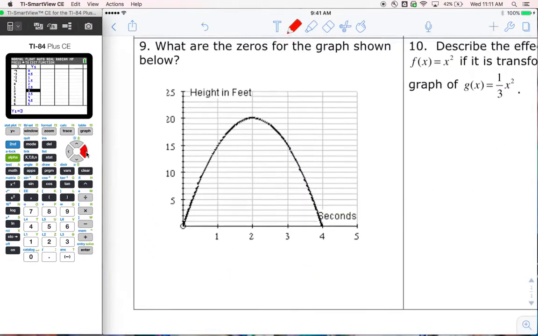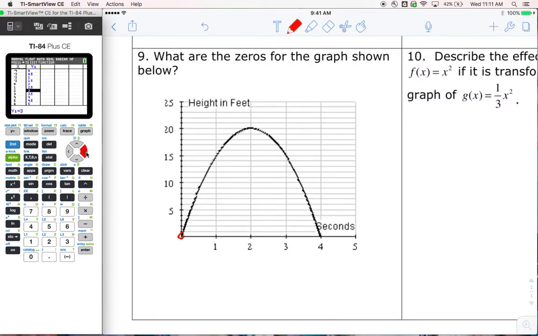Problem 9, what are the zeros for the graph shown below? Zeros just mean, and by the way, this should be a closed circle. Sorry about that. So the zeros are where we touch the x-axis. So we have x equals 0 and x equals 4. Just as easy as that. If you get a graph, it's literally where does the graph touch the x-axis.